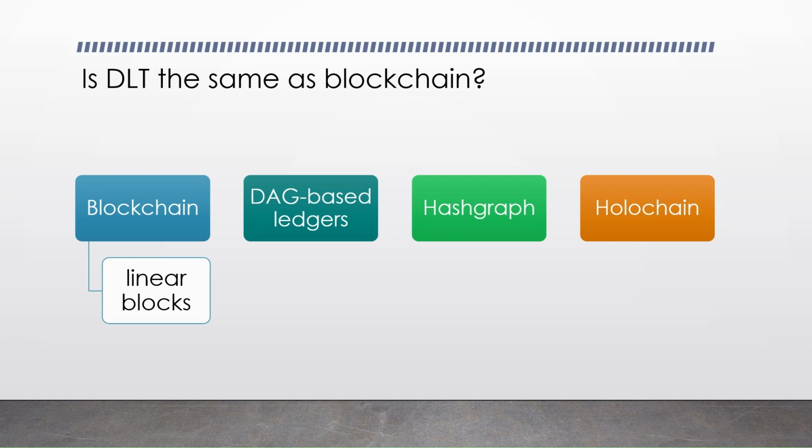Next, there are DAG-based ledgers. Instead of a straight line of blocks, they arrange transactions in a web-like structure called a directed acyclic graph, or DAG. This allows multiple transactions to be confirmed at the same time, making it faster and more scalable.